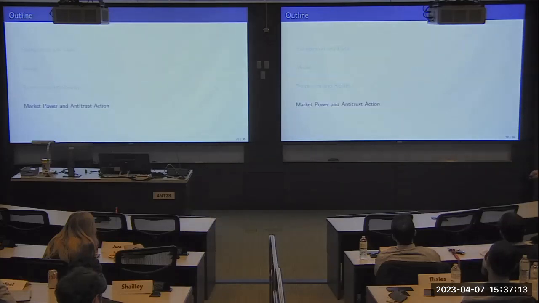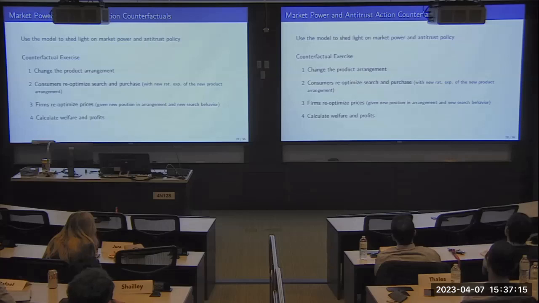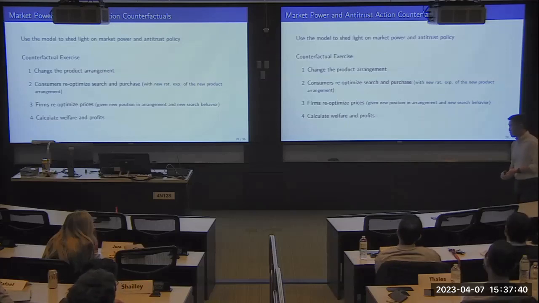Let's skip this. Now we want to use the model to go back to the two questions we started with: market power and antitrust policy. Just to spell out what we're doing here, we're going to change the product arrangement and give consumers new rational expectations for those product arrangements. So we're really thinking medium to long term, not the gradual process of learning about the new product arrangement. Firms are going to re-optimize prices, and then consumers are going to re-optimize their search behavior.